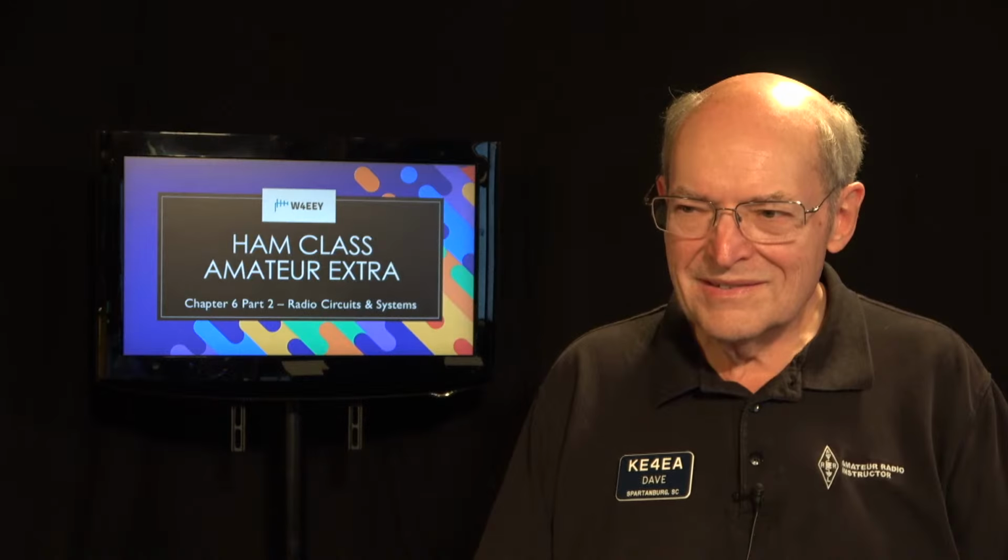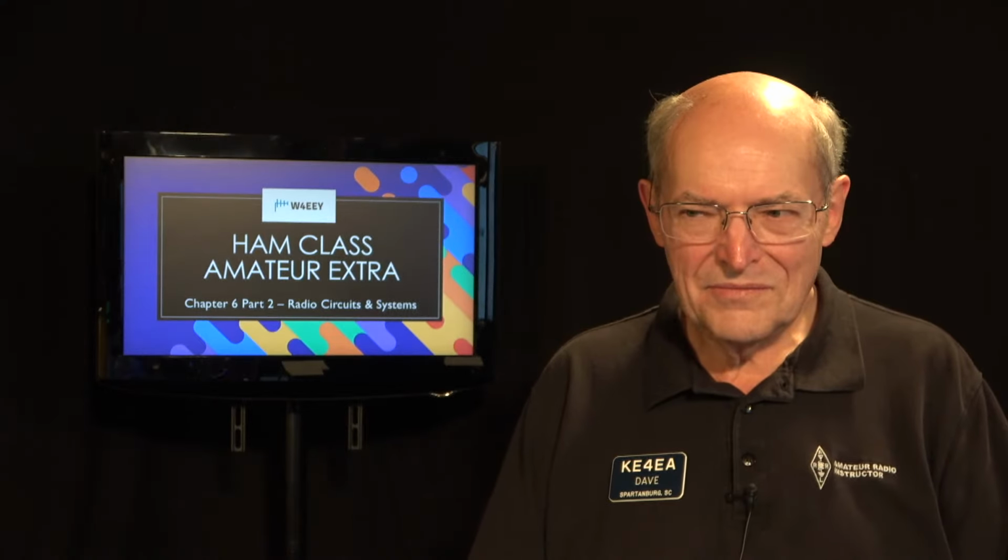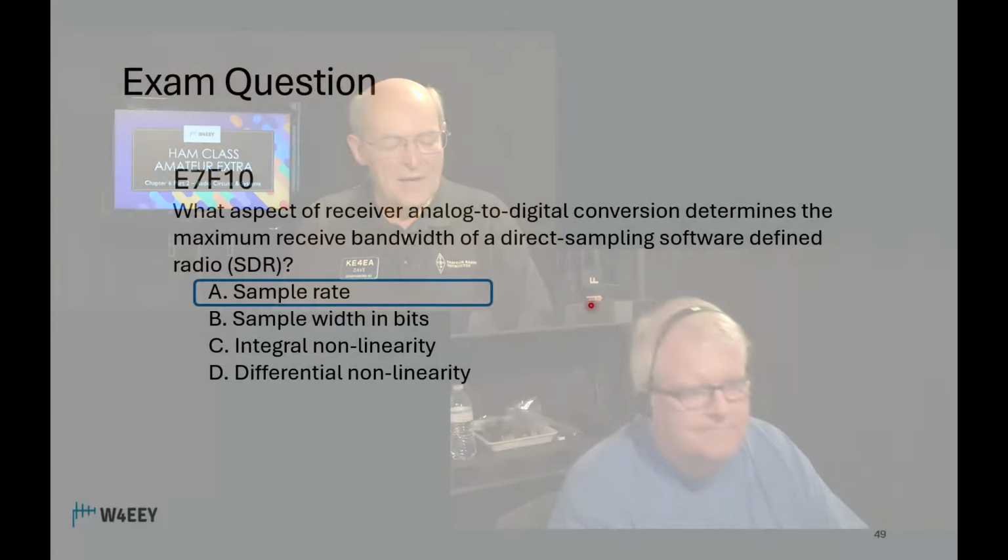But yeah. So the sample rate, if you're going to sample the entire HF spectrum of up to 30 megahertz, let's say, then the sample rate has to be at least twice that, 60 megahertz or greater. And so that's what sets the bandwidth of the ability to receive, whereas the bit depth is the amplitude. Yes, exactly. That's why this one is a little tricky.